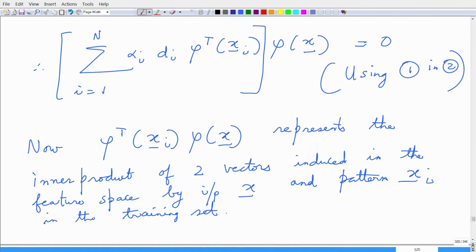Now I have an inner product of two vectors, which is phi of x with phi of xi. This is my inner product, and it is an inner product of two vectors induced in the feature space by the input x and the pattern xi in the training set. This is an important detail. This is how we build this relationship.